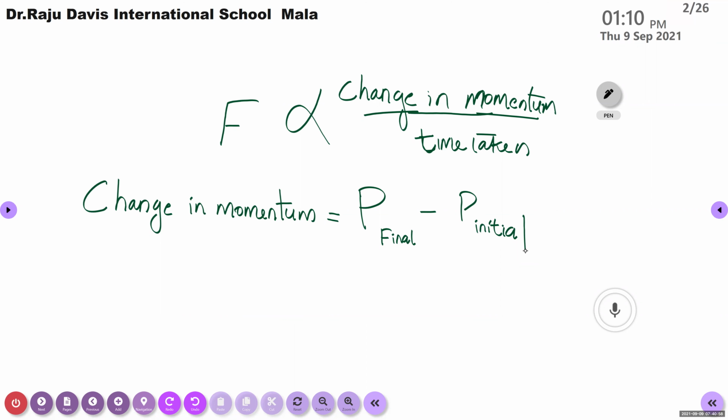Again, the general expression for momentum is given by P is equal to mv. Okay. Then what about the expression for final momentum?